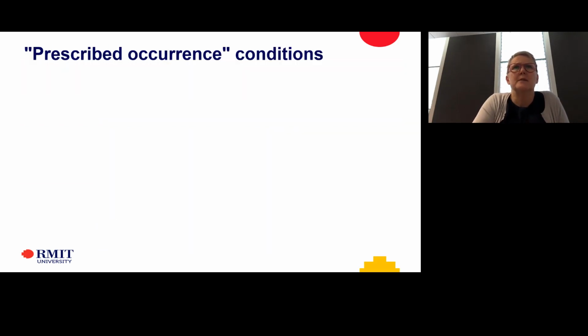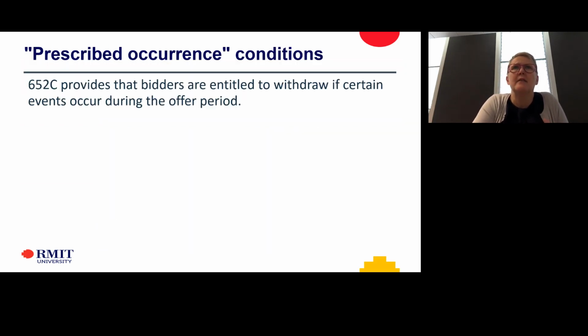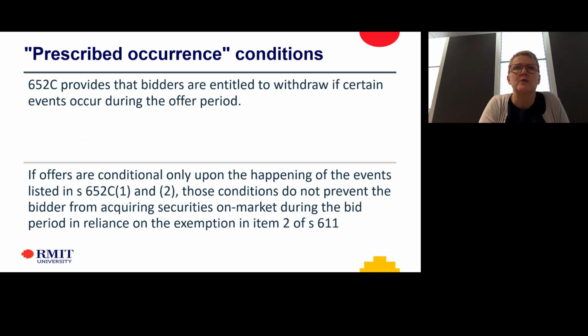We've already talked about the common conditions. Prescribed occurrence conditions, I think I've pretty much talked about those as well. Have a look at the section, but it includes things like, and these prescribed occurrences can apply in relation to withdrawing an on-market bid as well. So an on-market bid, you can't actually undo the transactions that have already happened, but you can withdraw your bid if one of the prescribed occurrences occurs.